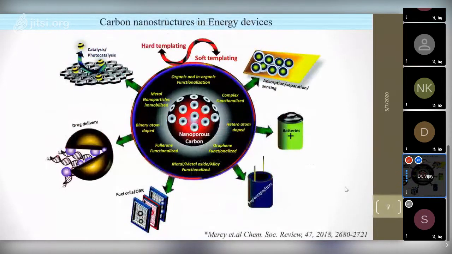With nanoporous carbon, as I told you, there are applications apart from energy, but when we restrict to energy devices, there are batteries, supercapacitors, fuel cells, oxygen reduction reaction, or hydrogen evolution reaction, and there are more applications in photocatalysis. And another useful part beyond energy devices is drug delivery, which is useful in bio and medical fields. So nanocarbon, as it is, can be used in all such applications.